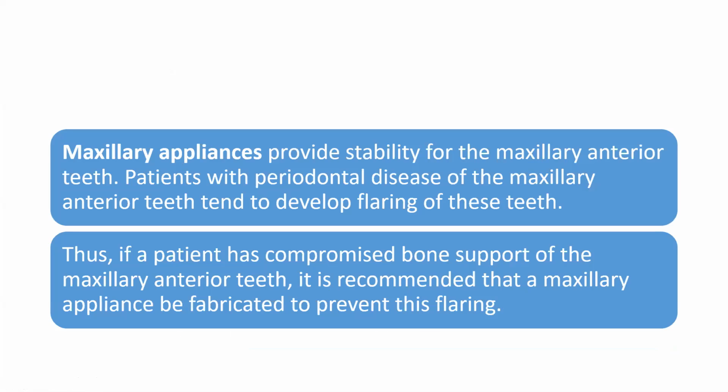And the maxillary appliance is generally used when there is periodontal disease, and also when there is attrition of the teeth. Also, when there is a chance of flaring of the maxillary teeth, we can go for the maxillary occlusal splint. Also, when there is decreased or compromised bone support, we can go for the maxillary splint. And also when there is a greater number of missing teeth in the maxillary arch, we can go for the maxillary occlusal splint.